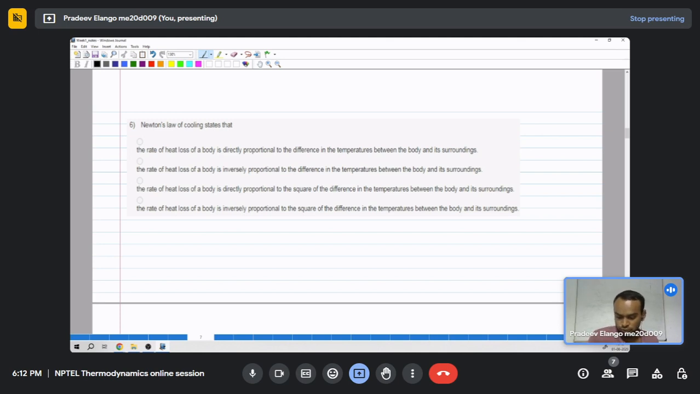Newton's law of cooling states that the rate of heat loss of a body is directly proportional to the temperature difference between the body and its surrounding. It is not inversely proportional as in the second option, and it is not proportional to the square or inversely proportional to the square. So option A is right.